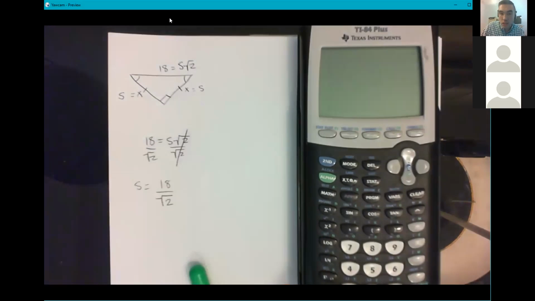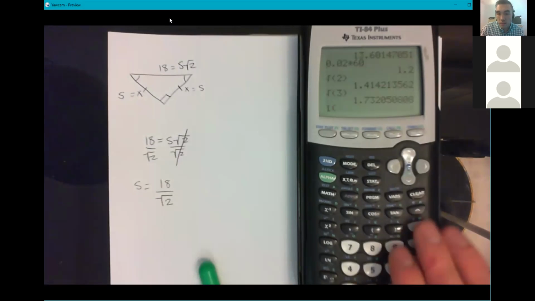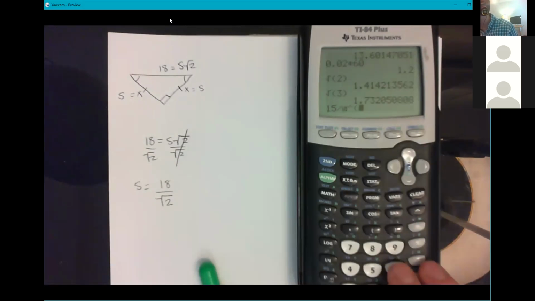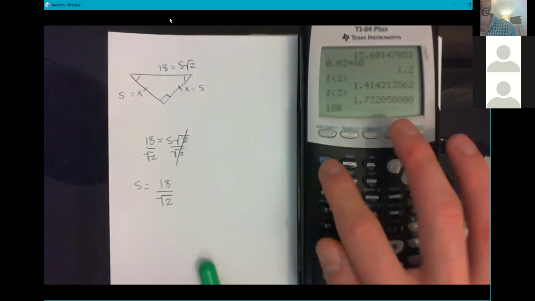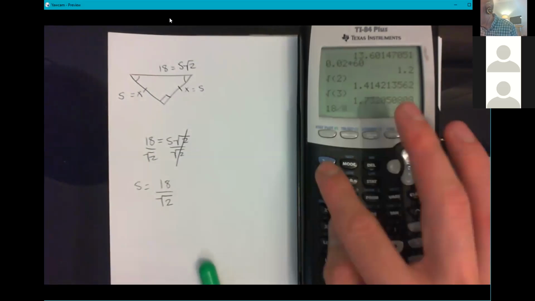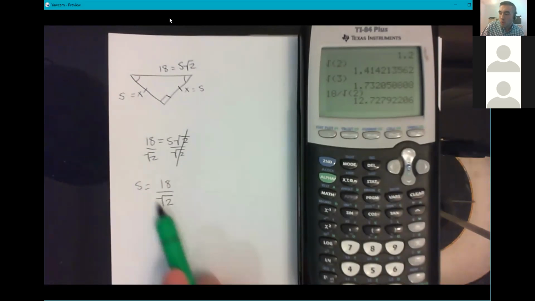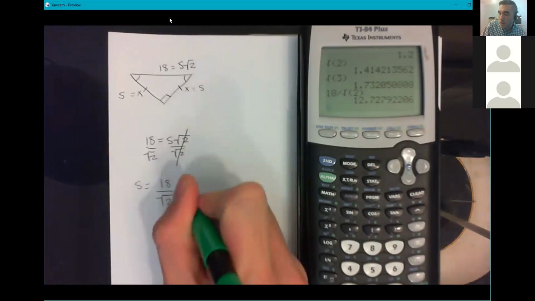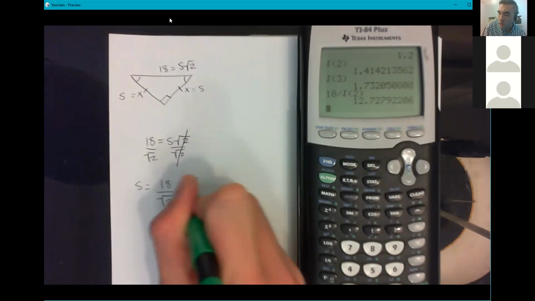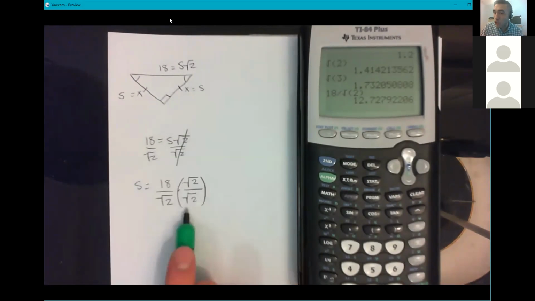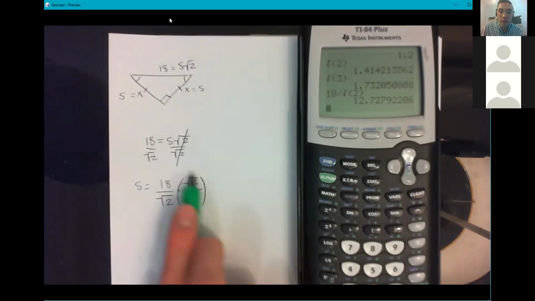This would give us the correct answer in decimal form. This is 18 divided by the square root of 2. 12.7-ish. However, the way that they get 9 root 2 is by simplifying this. And when we simplify radicals out of the denominator, we multiply by a fraction, which is equal to 1. Anything divided by itself is 1. So this isn't actually going to change the value of the decimal, right? This is just going to let us rewrite this in a cleaner way.